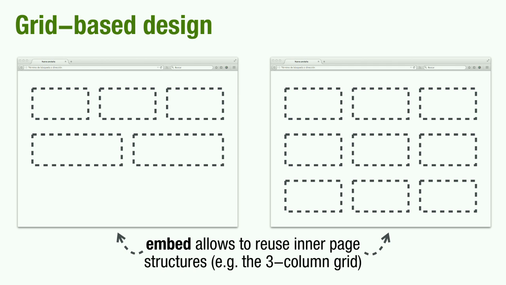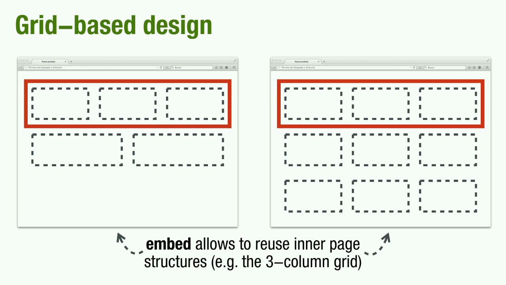You have a grid-based design, and you want to be able to reuse some of the structure of that web design. So for instance, here you can see that we have two different pages, and the first red block is exactly the same in terms of structure, not the contents. The structure is the same for both pages. And I don't want to copy-paste the structure on the two pages. And even on the second one, you can see that I have three lines with the exact same structure. And again, I want to be able to reuse the same structure.